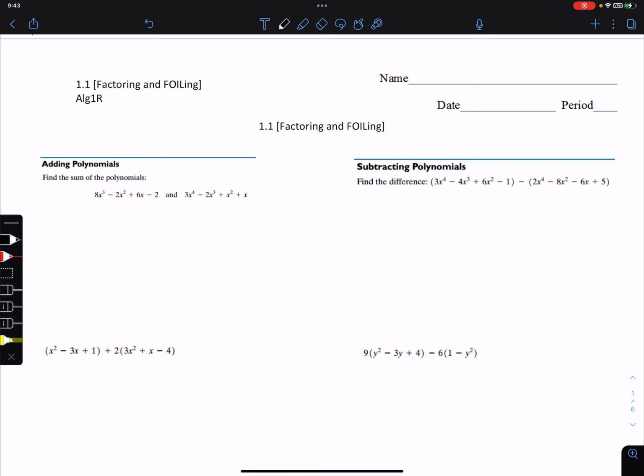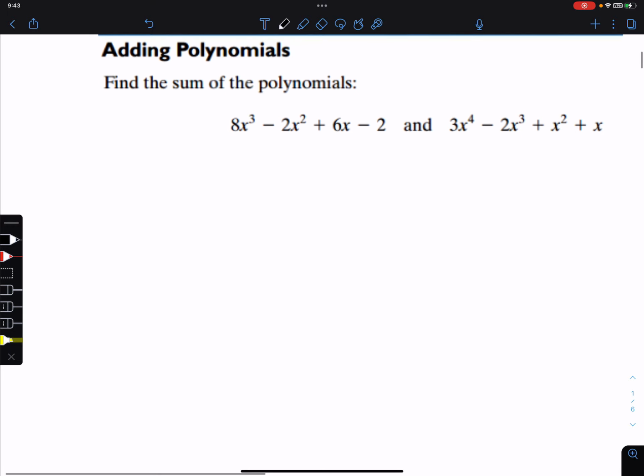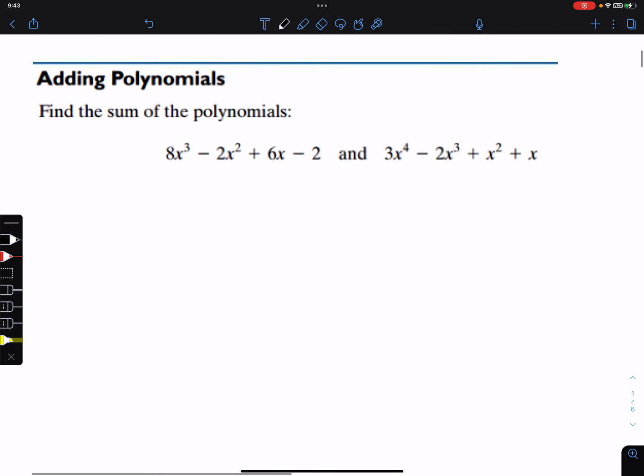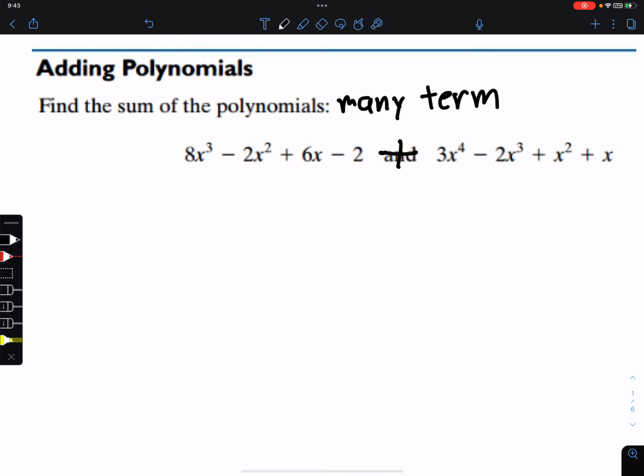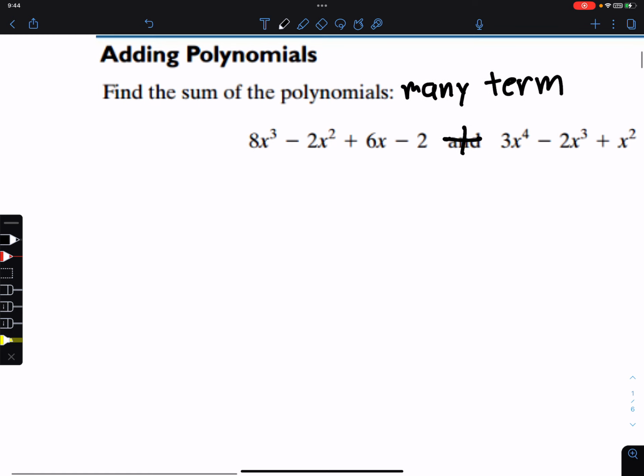Hi, so the first thing we're going to do is adding polynomials, or just polynomial operations. So first of all, what is a polynomial? A polynomial is just something with many terms, and it looks like this. Now when we add these polynomials, so I'll just put a plus sign there, we need to be able to identify common terms.